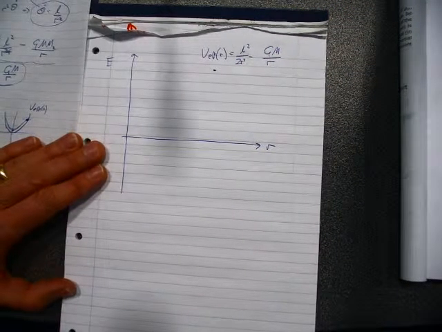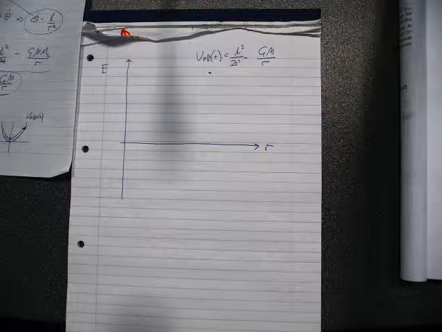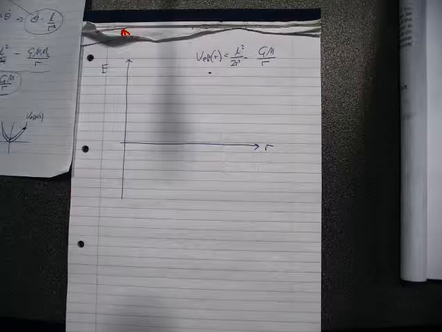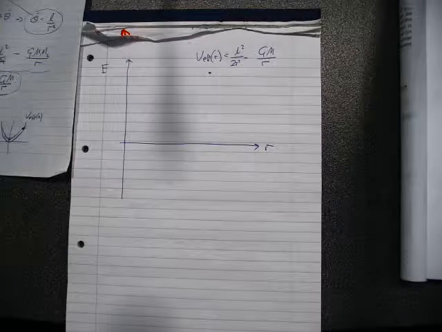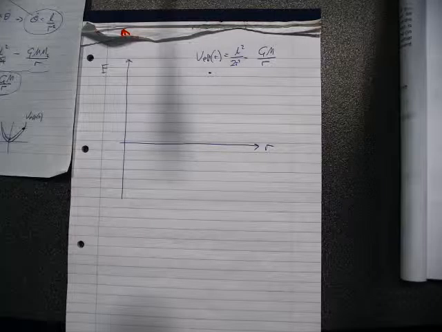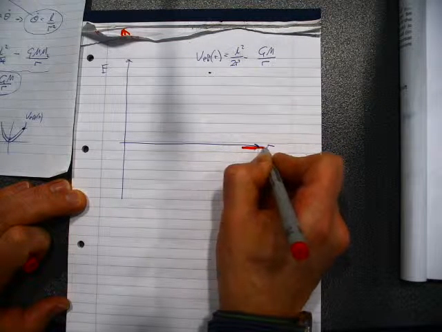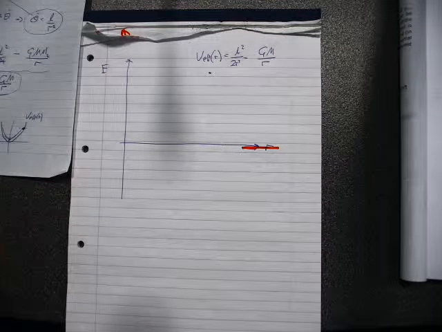Okay, let's do the easy bits first. As R goes to infinity, what does this expression become? Zero. It's tiny, it's 0, right? Both the 1 over R squared and the 1 over R terms go to 0. Brilliant. So we know out here, it's basically going to go to 0, okay?